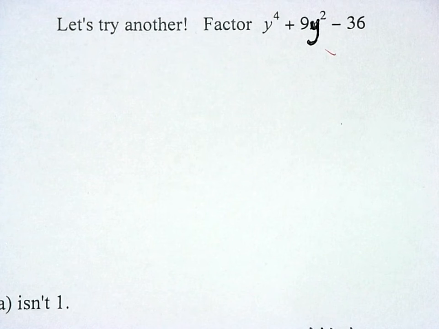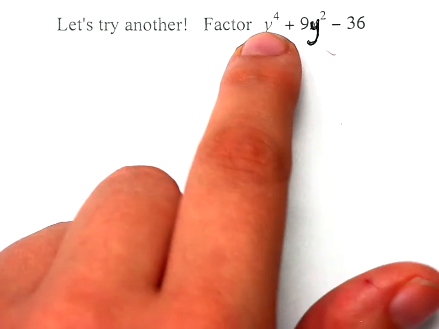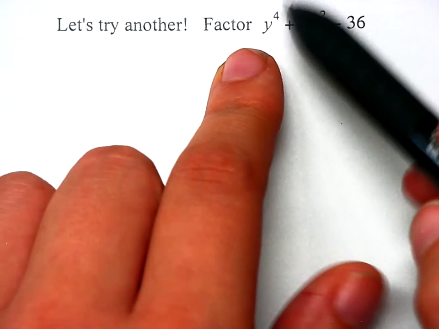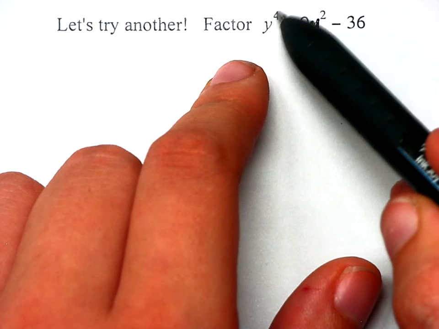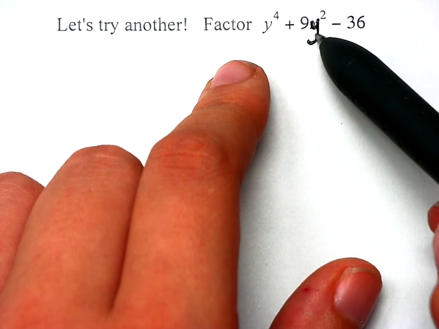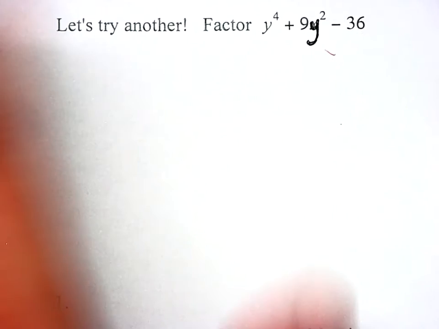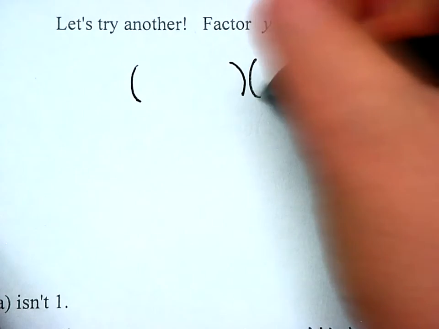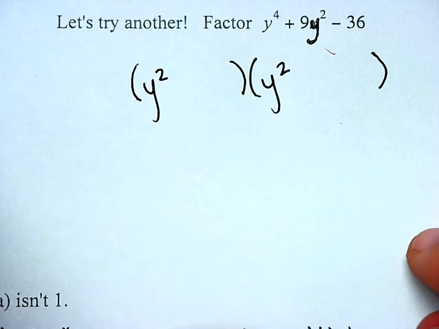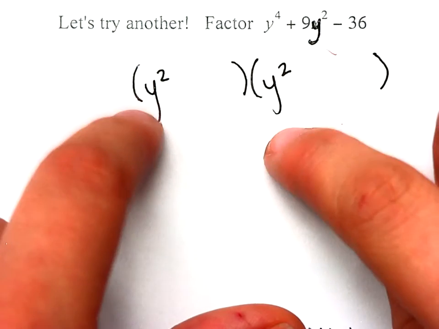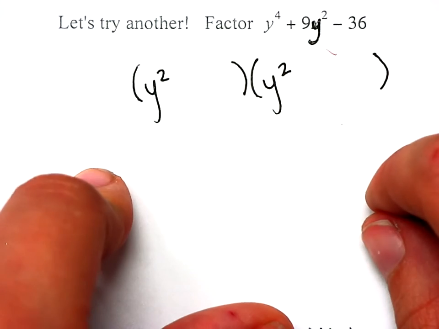All right, let's try again. This one is a little different. We now have y to the 4th, but that's okay because y to the 4th, if we have this here and we've got y squared here, that just means instead of writing y, I'm going to write y squared. So that's my new, basically, a value in those parentheses.